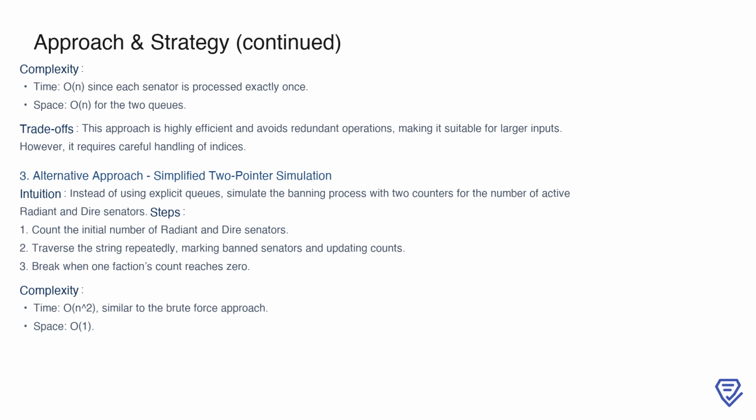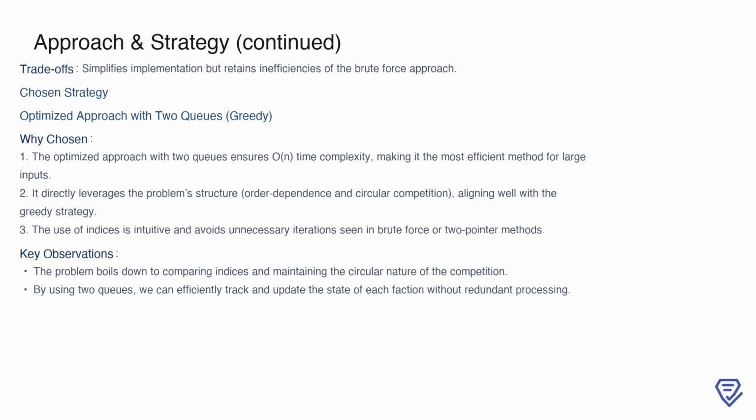There's also an alternative approach using a simplified two-pointer simulation. Here, instead of explicitly using queues, we use counters to track the number of active radiant and dire senators. By traversing the string repeatedly and marking banned senators, we update the counts and terminate when one faction's count reaches 0. While this method simplifies the implementation, it retains the inefficiencies of the brute force approach, with a time complexity of O(n²) and constant space usage. The simplified two-pointer simulation method has its advantages in terms of ease of implementation, but it struggles with the same inefficiencies as the brute force approach.